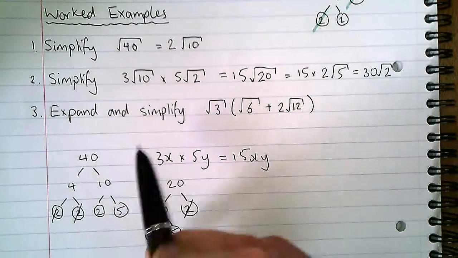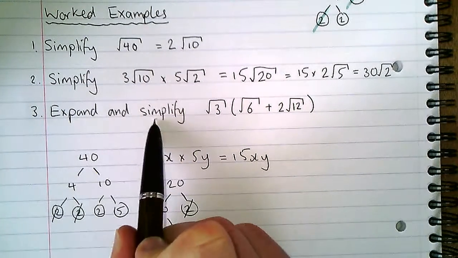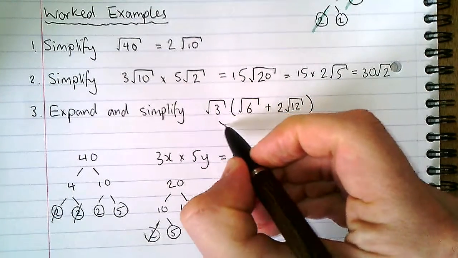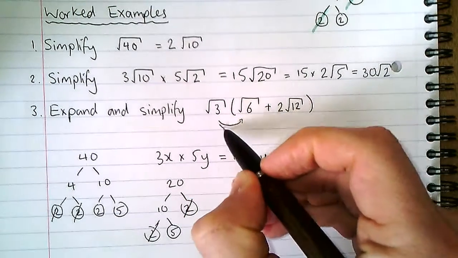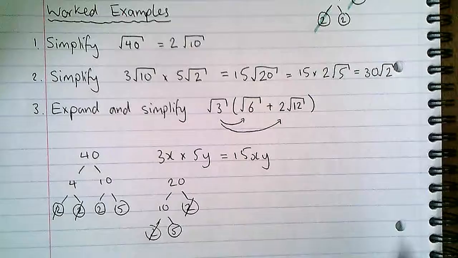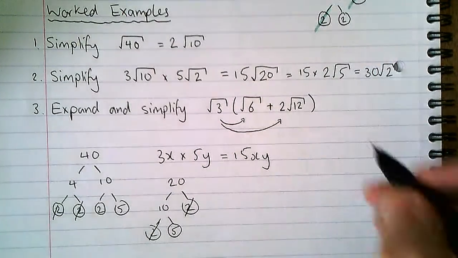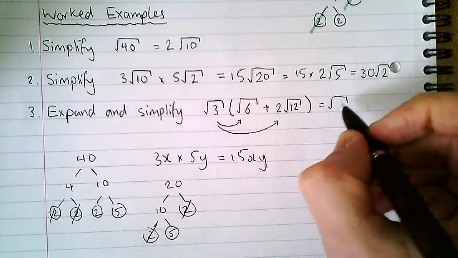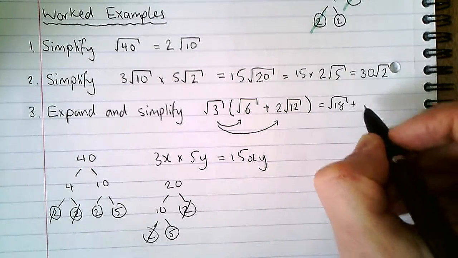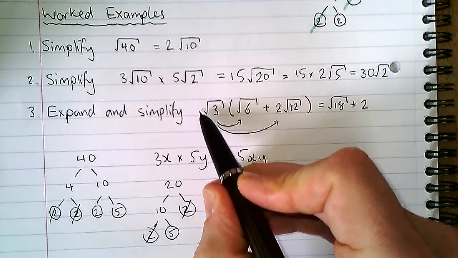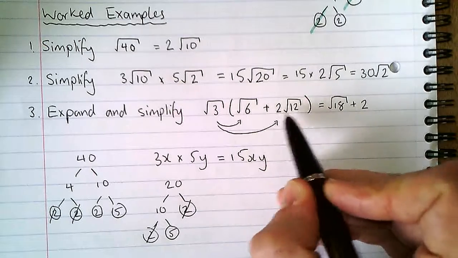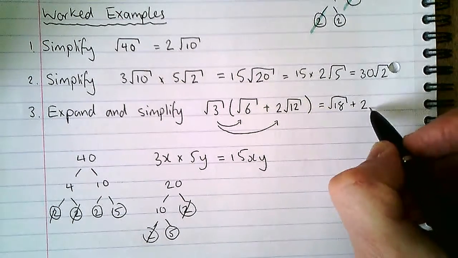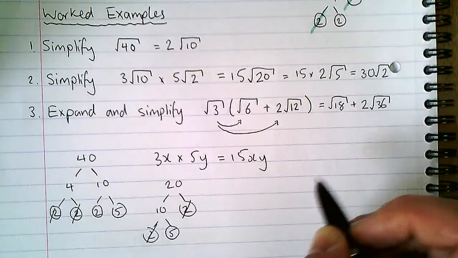On to the next one. This here says expand and simplify. So we need to expand this here. So we're going to do the square root of 3 times by the square root of 6, and the square root of 3 times by 2 square root of 12. So that's going to give us square root of 3 times 6, 18, plus 2, because it's like having a 1 in front here that we don't write in. 1 times by the 2 will give me the 2 out the front. Square root of 3 times square root of 12 is the square root of 36.